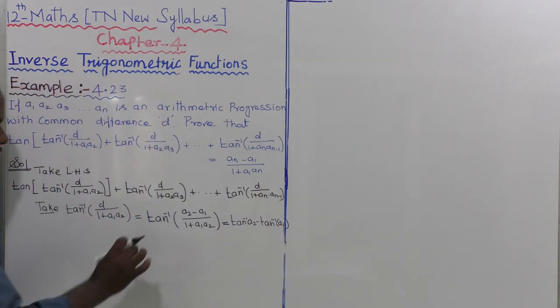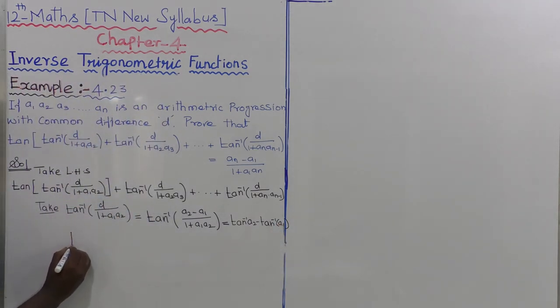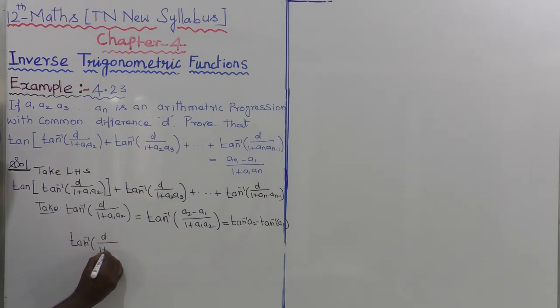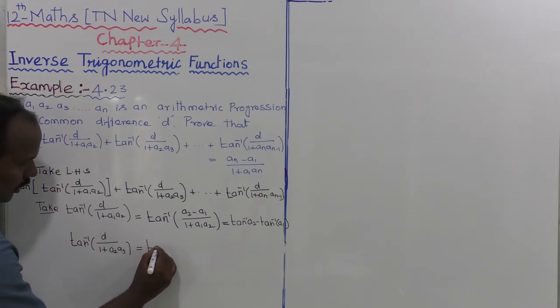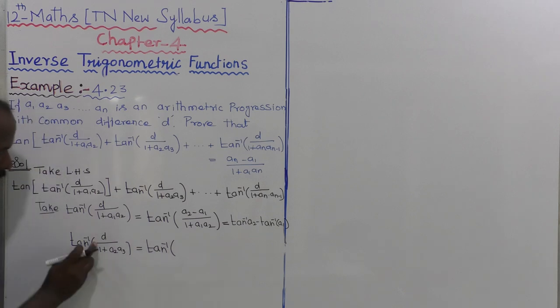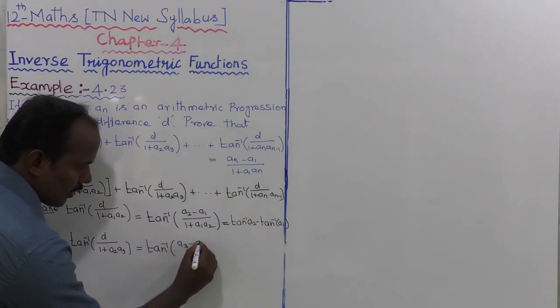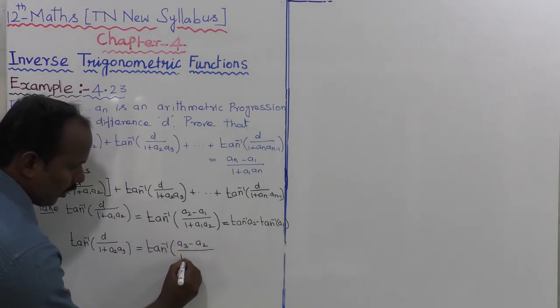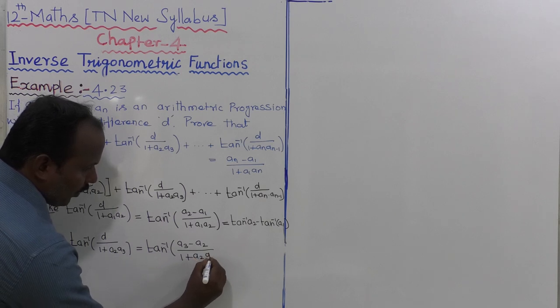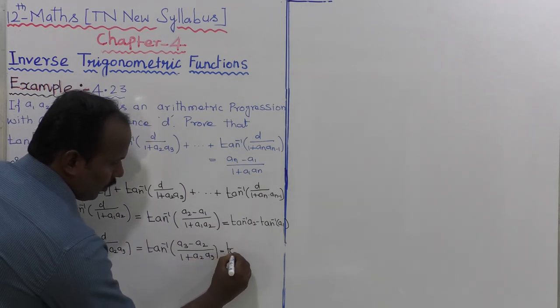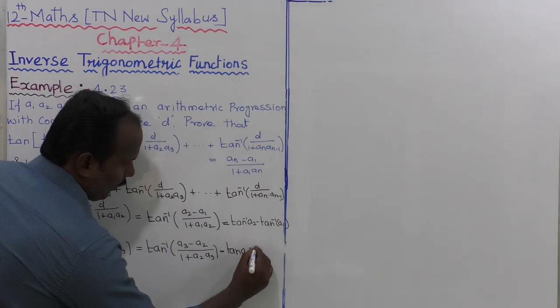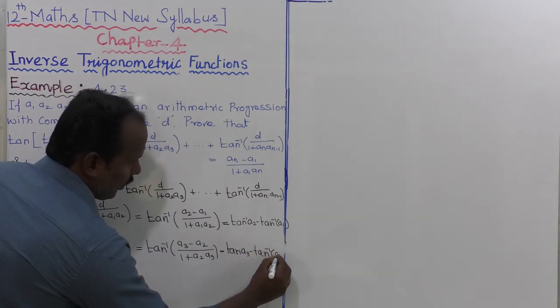Okay, the first equation. Next one, tan inverse of D divided by 1 plus A2 A3. So that is equal to this one, tan inverse of D, where D means A3 minus A2, whole divided by 1 plus A2 A3. So is equal to tan inverse of A3 minus tan inverse of A2.